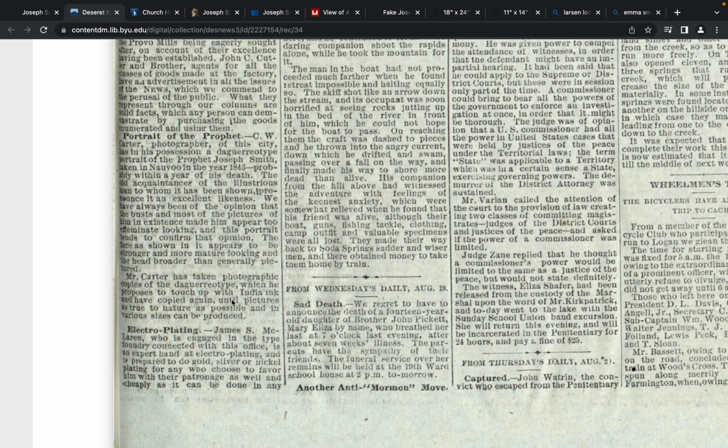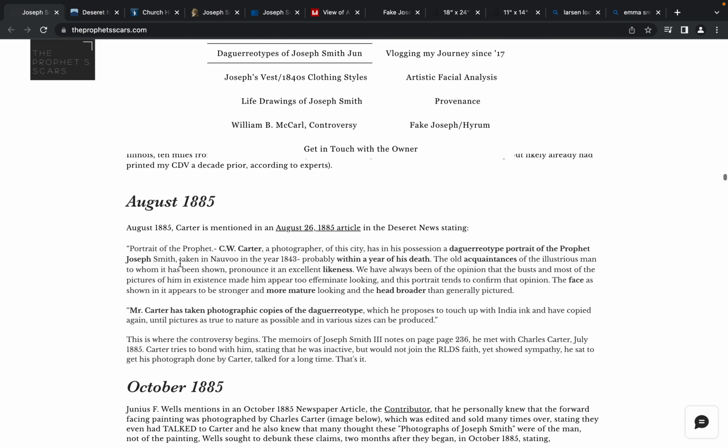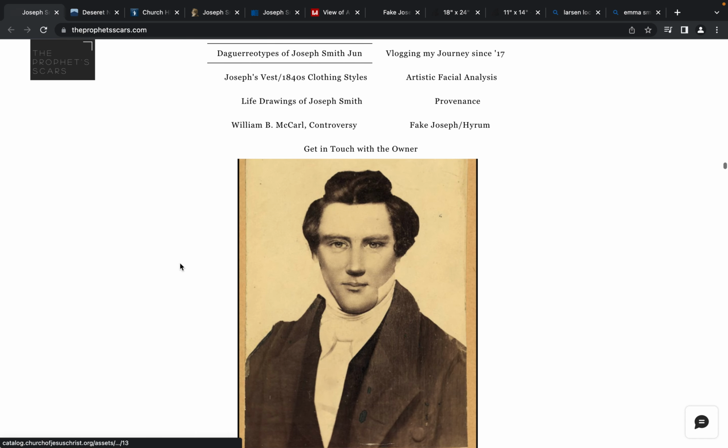Really short, like two paragraphs, saying Carter's taking photographic copies of the daguerreotype. He's going to have it touched up until pictures are as true to nature as possible. And so they're saying C.W. Carter is in possession of a daguerreotype of Joseph Smith from 1843, before he died. Was he, wasn't he? Was he just in possession of this? Probably.